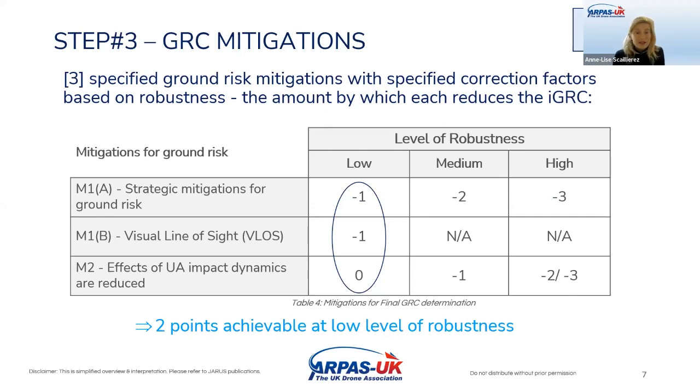If we go through the 3 mitigations, let's start with M1B, VLOS. Everybody knows it. -1 if you operate in VLOS. M1A, strategic mitigations for ground risk, means that you can reduce the number of people who are at risk. And there, depending on the level of robustness, you can achieve -1 up to -3. And the third mitigation is M2, effect of UA impact dynamics are reduced. So it's essentially reducing the impact of the drone in case of an impact. So typically that would be a parachute.